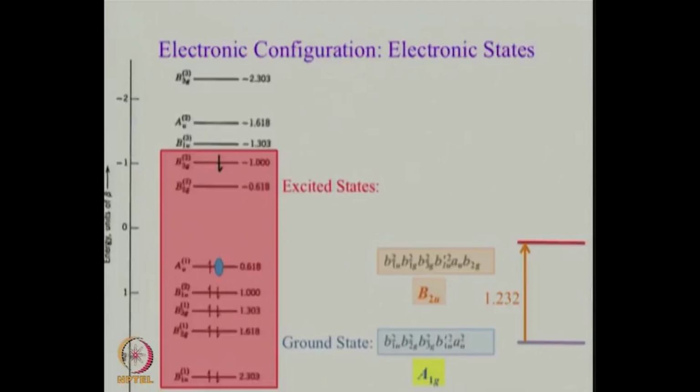Let us say I have performed a HOMO to LUMO plus 1 transition, that will have higher energy. What is the energy difference now? 1.618, is that right? 1.618, this is minus 1 and this is 0.618, minus 1 minus 0.618 is minus 1.618 multiplied by beta, beta is actually minus 1 in our convention, that becomes 1.618. Now, see what is the electron configuration now?